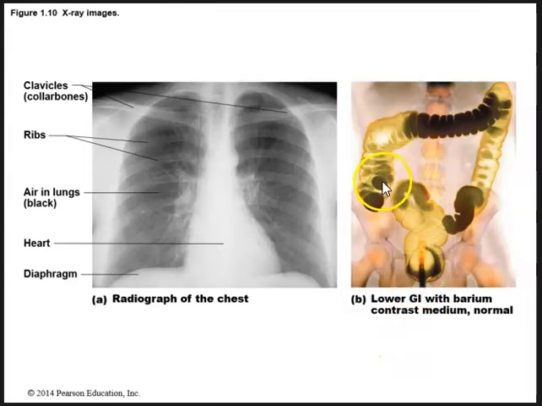We can see parts of the colon. So on the right, we can see the part of the cecum, the ascending colon, transverse colon, descending colon, the sigmoid colon, down to the rectum, which is pretty cool.